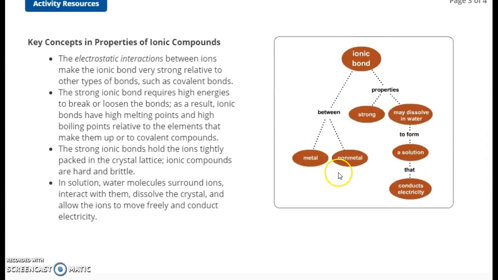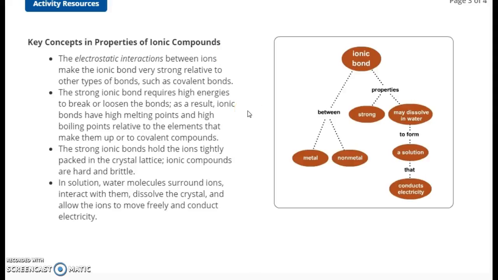Ionic bonds are between a metal and nonmetal. The properties: they are strong. They may dissolve in water to form a solution that conducts electricity. And are they bendable or brittle? Brittle. The electrostatic interactions, the fact that positive is attracted to negative, between ions makes the ionic bond very strong relative to other types of bonds such as covalent bonds. They're just sharing the electrons. The ionic, that positive-negative, is a real strong pull.